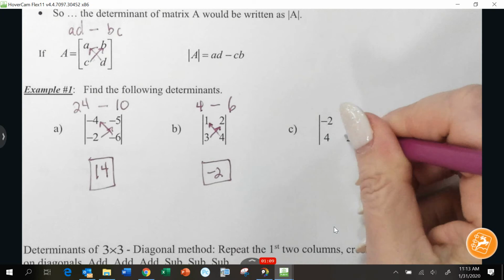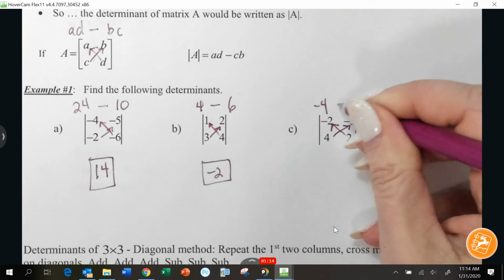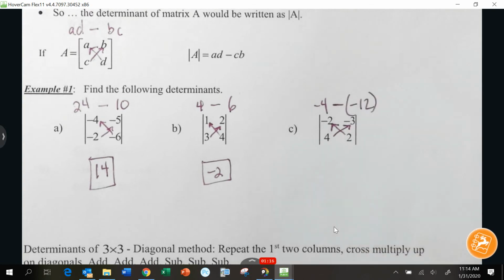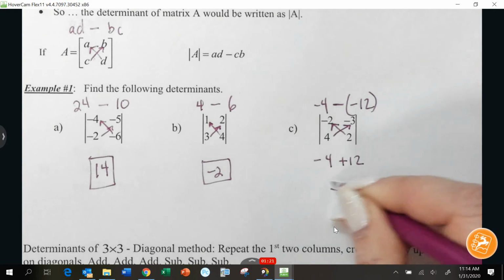Then we've got cross multiply up, -4. Cross multiply up, -12. Subtract them, which is going to change that into -4 plus 12, which is -8.